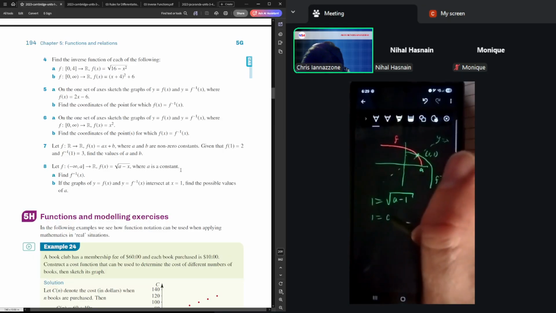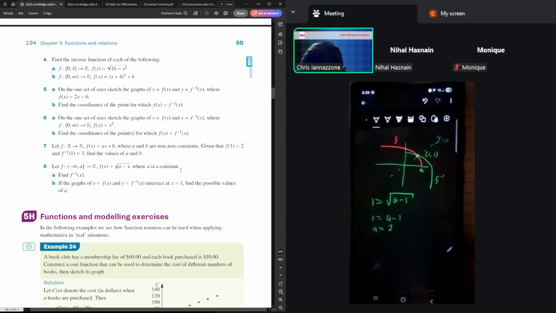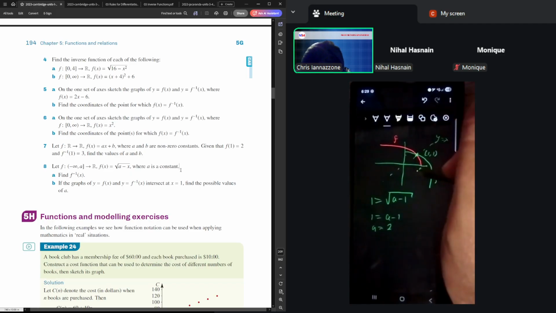1 squared is 1, a equals 2. So we know that should now be at 2.